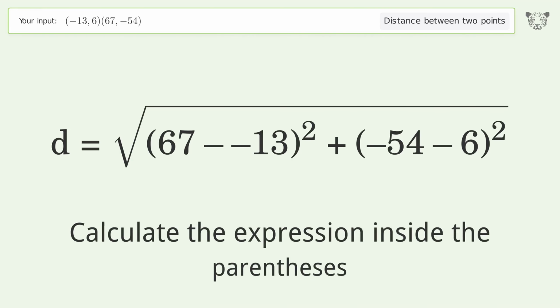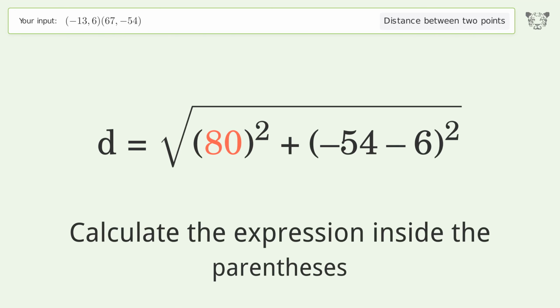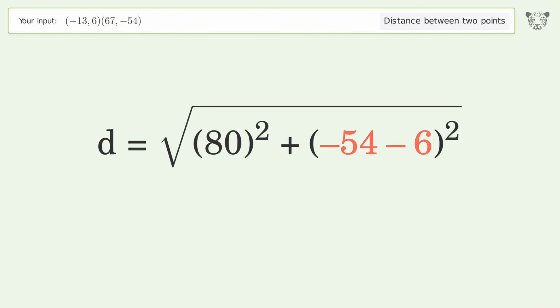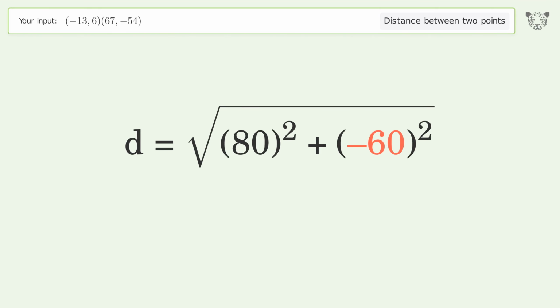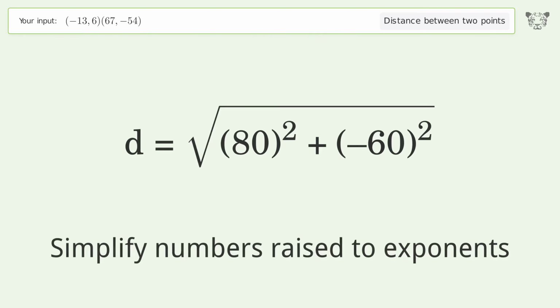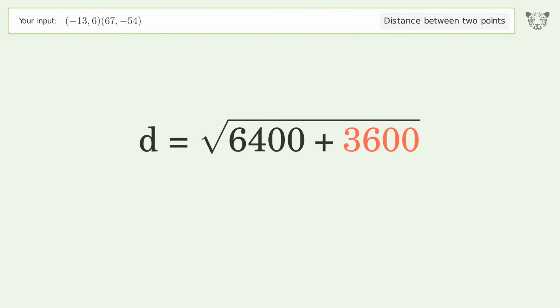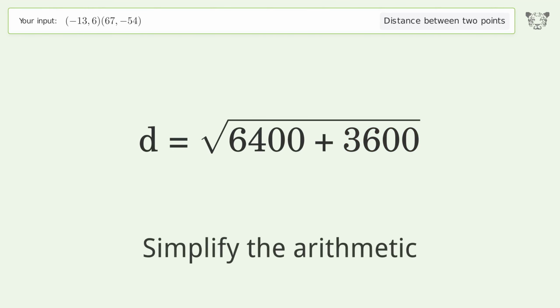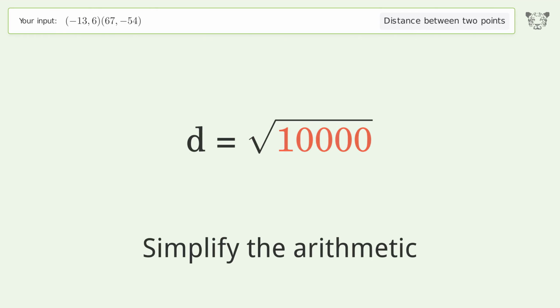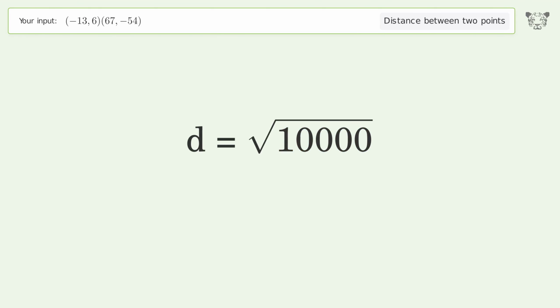Calculate the expression inside the parentheses. Simplify numbers raised to exponents. Simplify the arithmetic. And so the distance between the 2 points is the square root of 10,000 or 100.